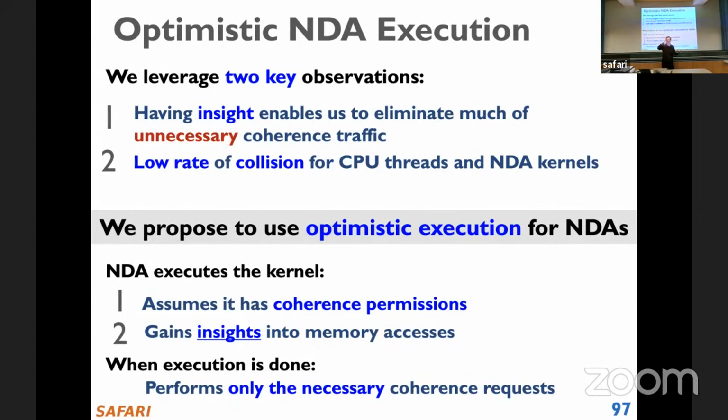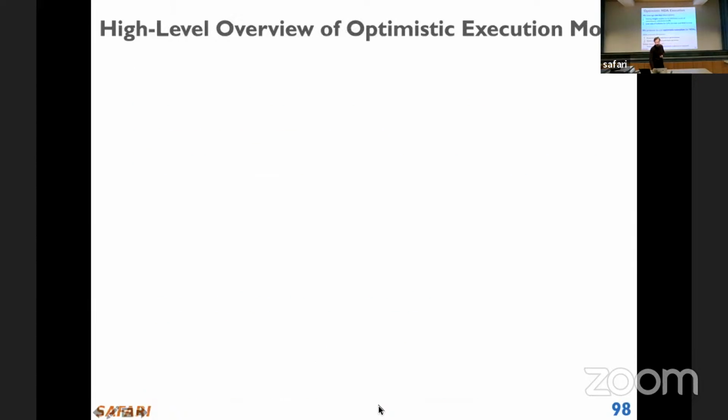You speculatively execute, assuming that you don't need coherence permissions. And if you actually didn't need coherence permissions because nobody else touched those cache blocks, that's good. But if you actually did need coherence permissions because someone else touched the cache blocks in a way that makes your data wrong, that's called a data conflict, then you need to roll back the execution of the processing in memory engine in this particular case.